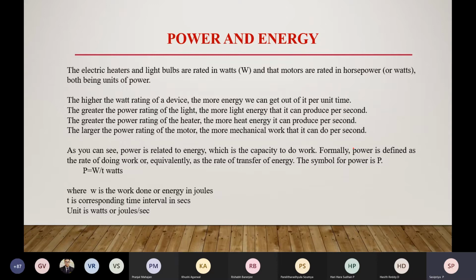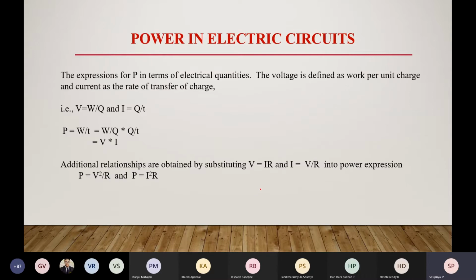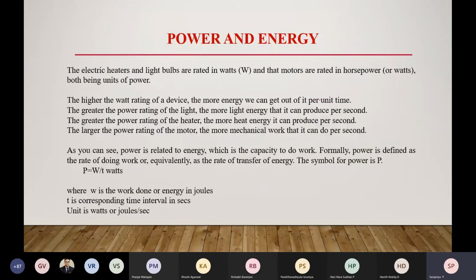Based on this, we have the energy also. Energy is nothing but power into time. So what is the amount of work done? Now here, electric heaters and light bulbs, all these are examples of the resistive load.